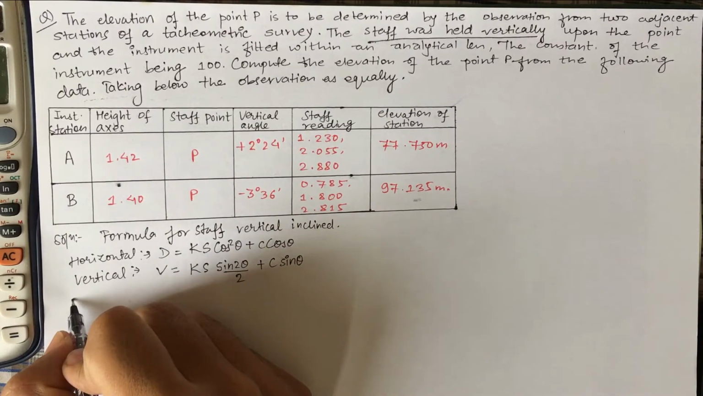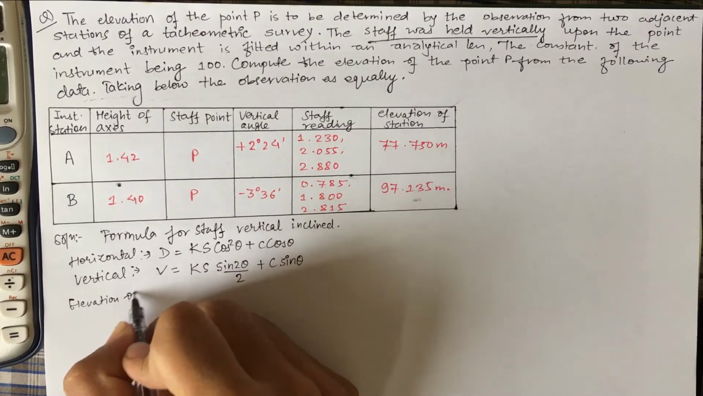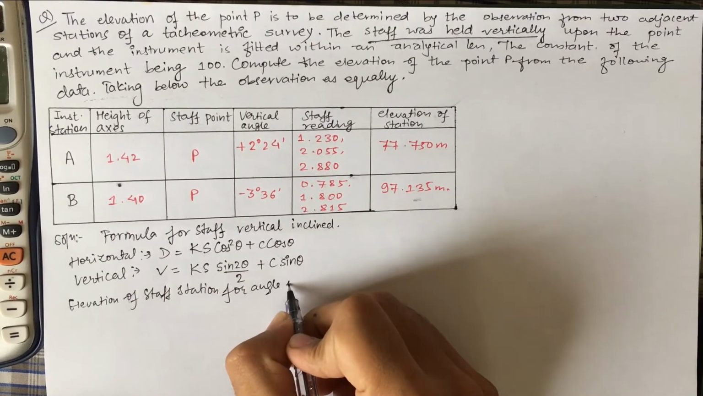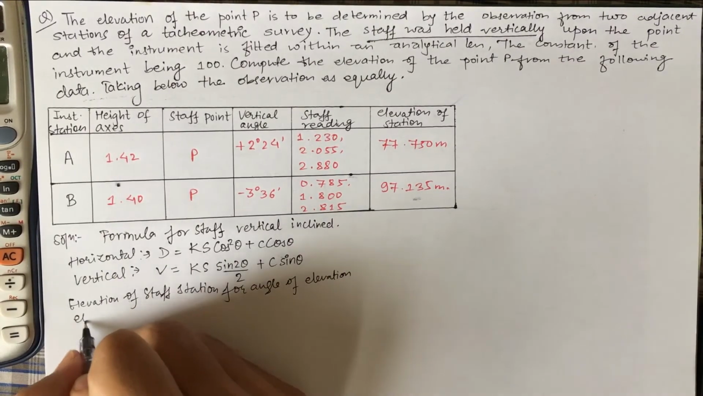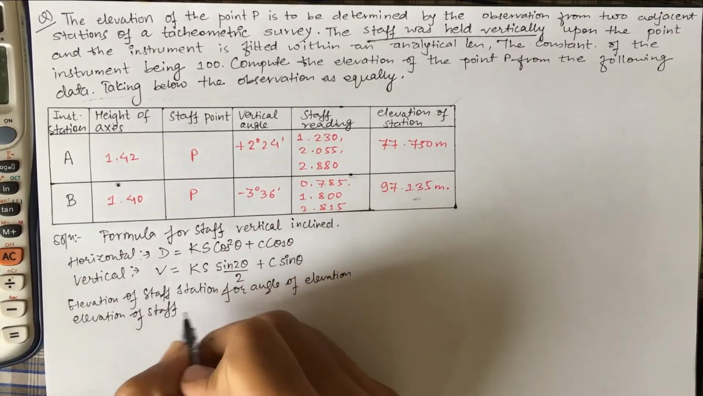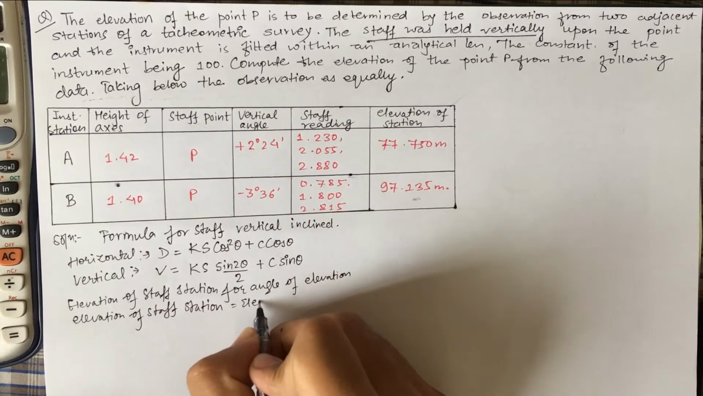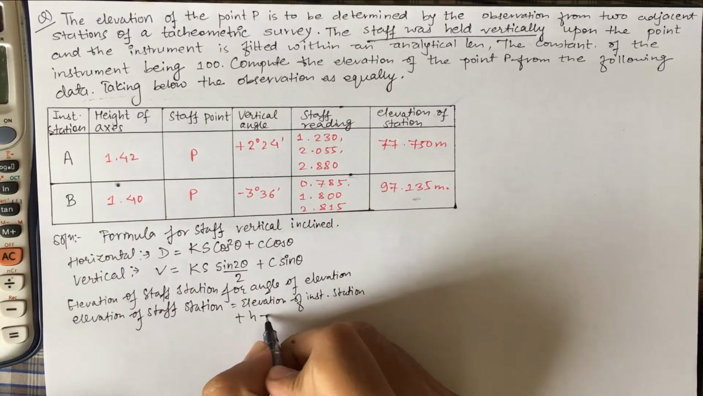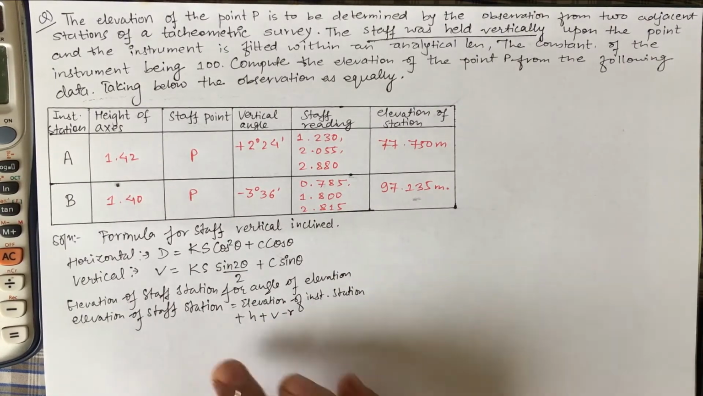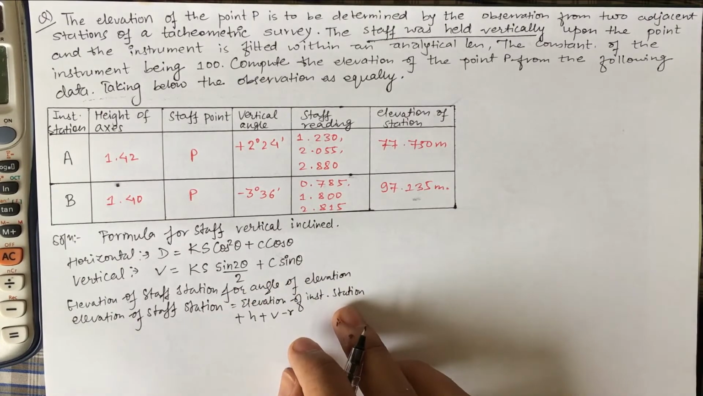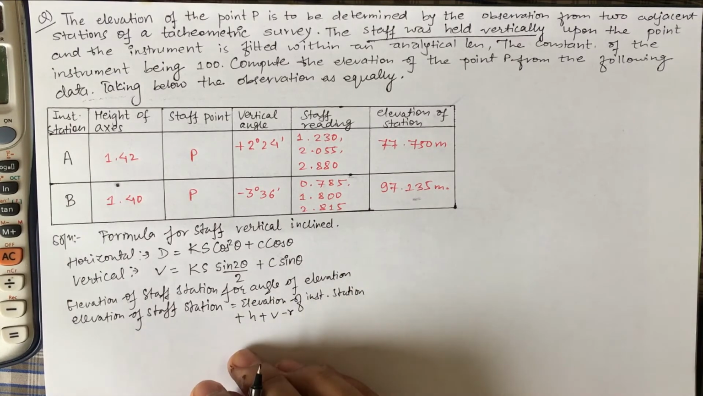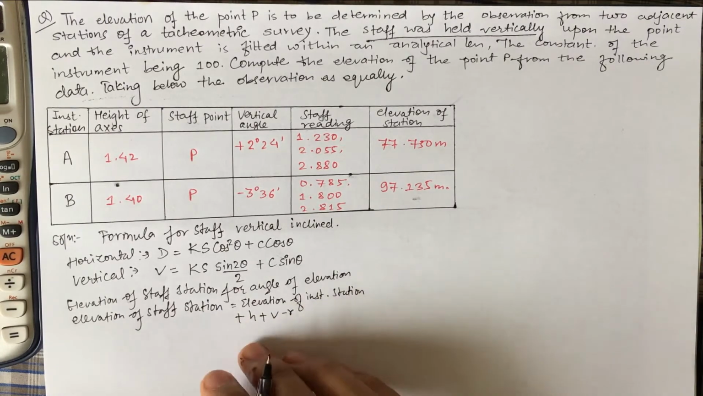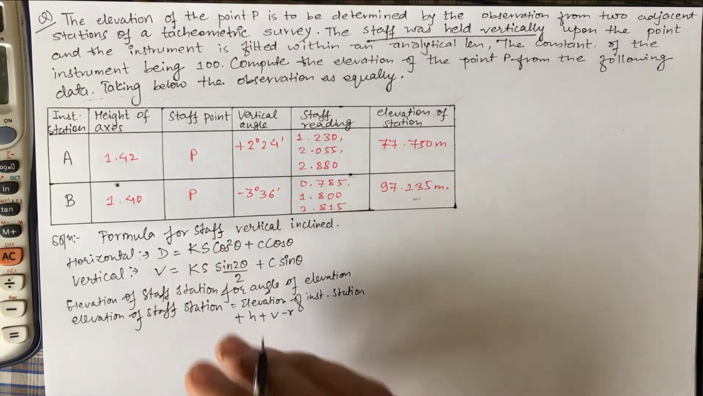And also, we have elevation of the staff station for angle of elevation, that is elevation of staff station equals elevation of instrument station plus this is height, plus V minus R. H is height of instrument. And again, we have another formula, that is if we get depression, that is if our value will be negative, then we'll use another formula, and that will be elevation of P equals elevation of station plus H minus V minus R. In the question itself, I'll write afterwards. Now let's move to the question.